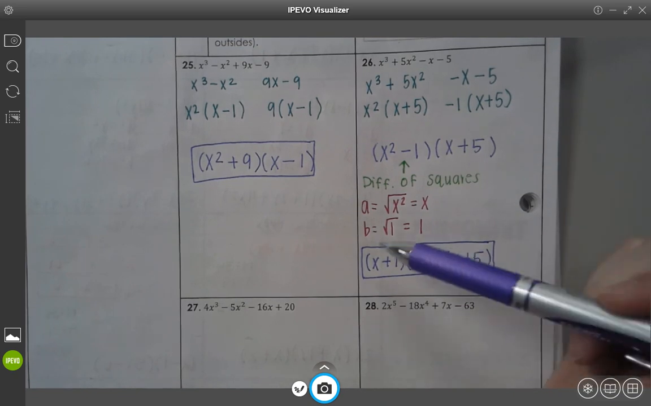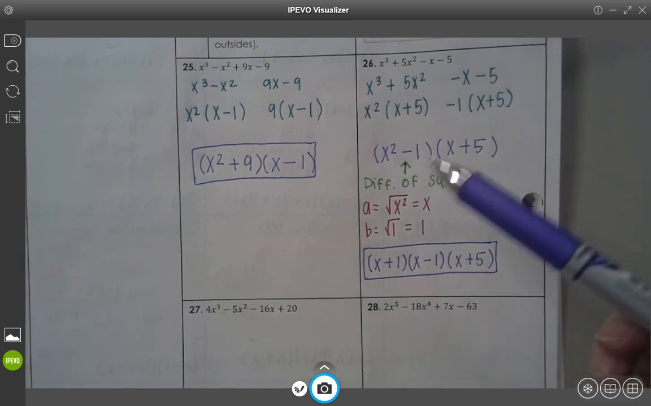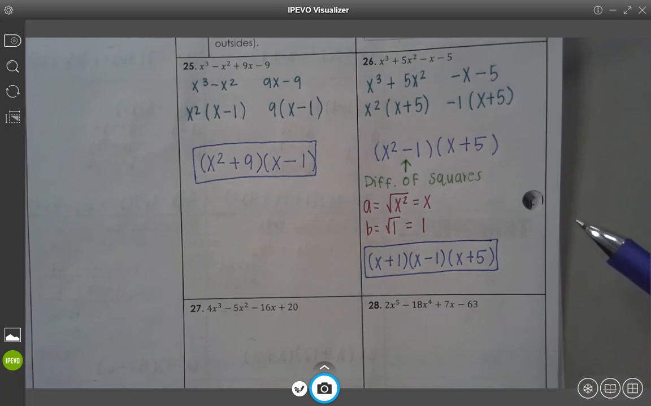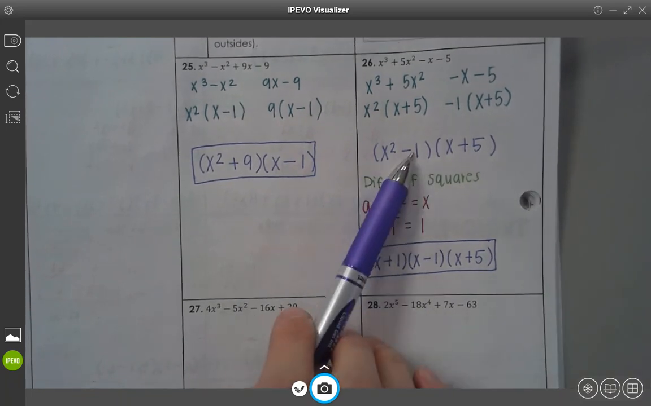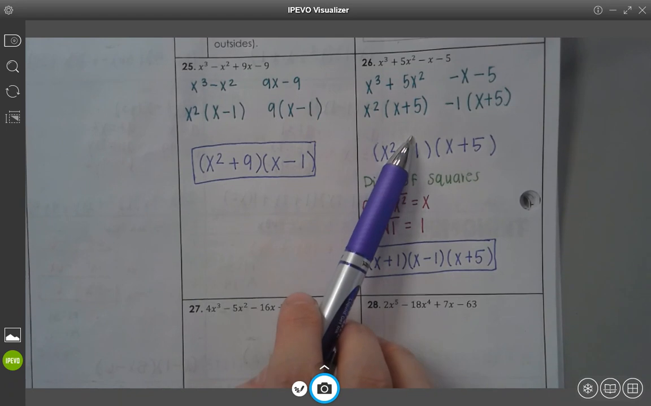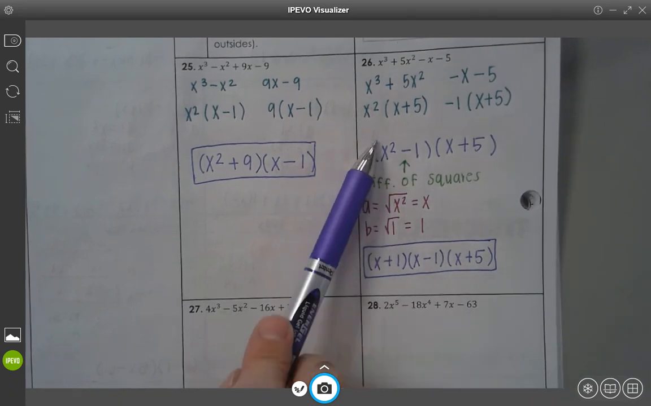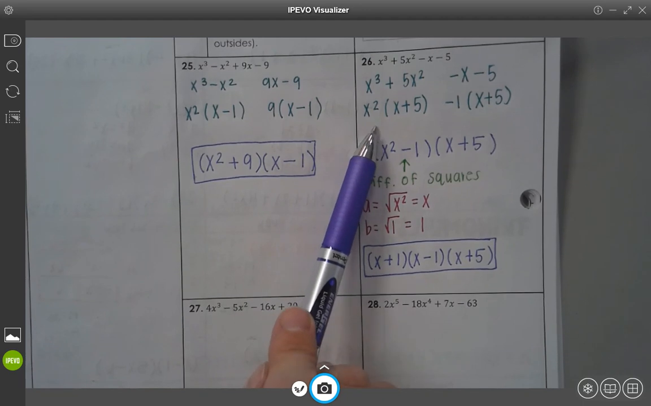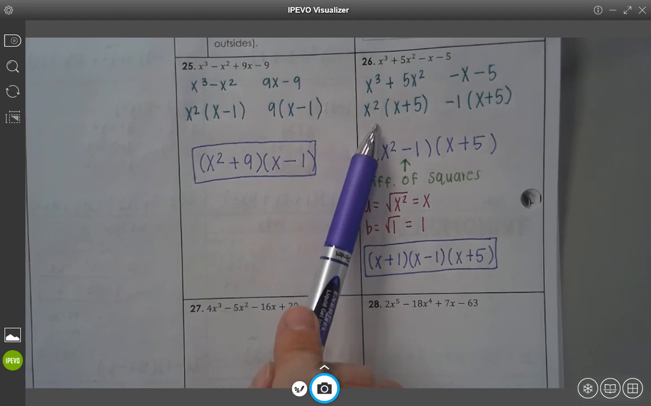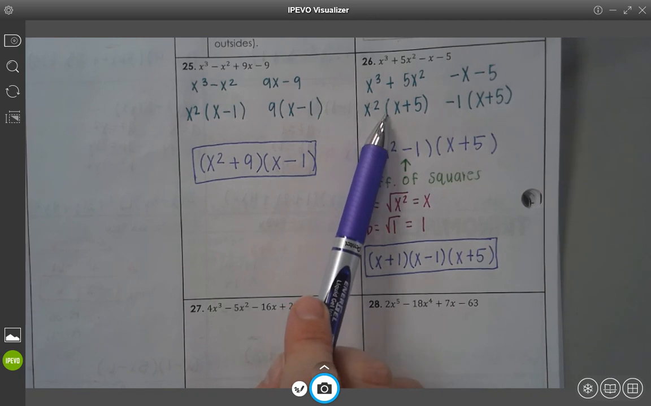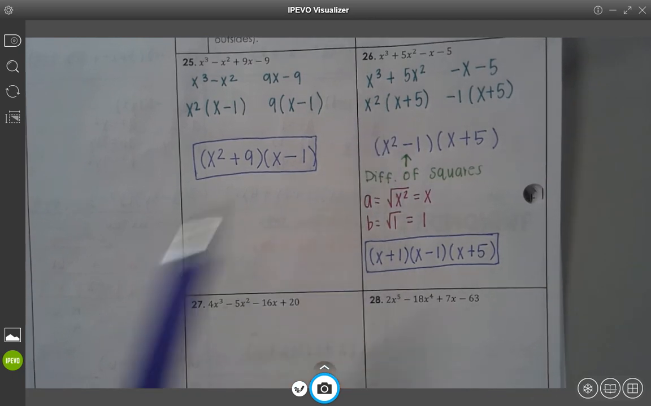Every time you just have to ask yourself, can it be done again? Can it be done again? So you have to be able to recognize those are perfect squares. Any variable with an even exponent is a perfect square. If the exponent is divisible by 3, it's a perfect cube. So you always have to be watching out for those things.